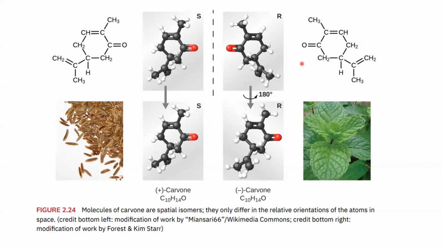So in the case of carvone, I believe these are caraway seeds and then spearmint maybe. But when we look at the image at the top here, they just look like mirror images. But the way we can identify that they're not superimposable is if we take either of the isomers and position it so that they're in the same general setup. So in this case, you can see the red oxygen is now pointed to the right in each case.